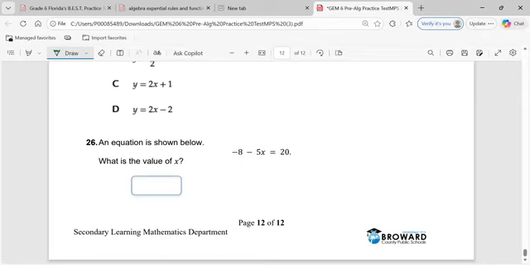All right, lastly, what an equation below is shown. What is the value of x? Oh, we're solving a 2-step equation to finish this out. Yay! We're going to add 8 on both sides. So that negative 5x is equal to 28. Then I'm going to divide both sides by negative 5. So that x is equal to negative 28 over 5. Can I simplify it?